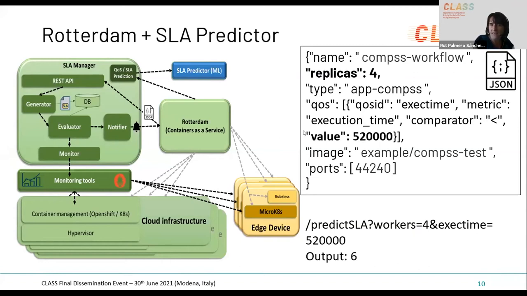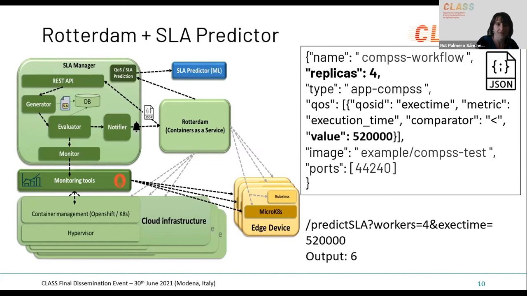And we have defined a new component that is the SLA predictor. It's actually a machine learning model. What we expect from it is, given the desired number of replicas and value of final execution time, and based on previous executions, can we assess that this is going to be possible with this number of replicas? If not, we can immediately launch the more efficient number of replicas, avoiding the need to scale later when the deadline miss happens.